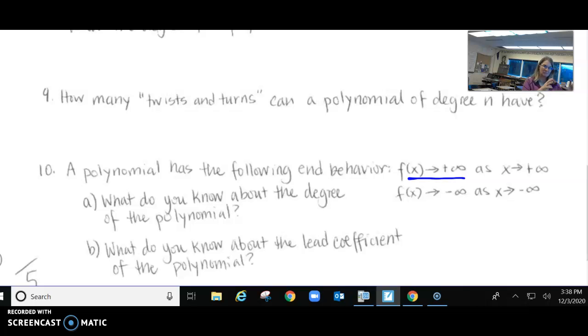This is what we really want to get down to, the nitty-gritty. How do you know the degree of a polynomial by looking at the graph? And what do you know about the lead coefficient of the polynomial by looking at the graph? So you guys fill out the rest of this, bring your questions to class, and we will go over your questions then. All right.